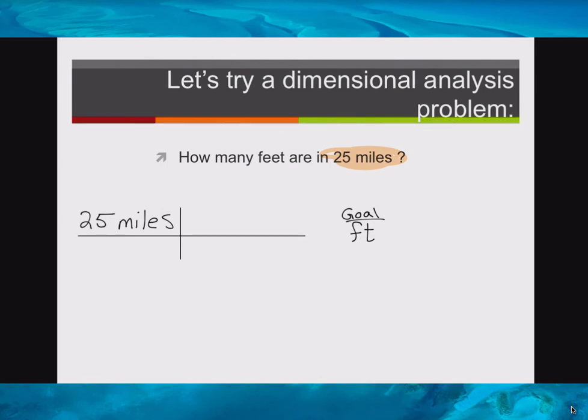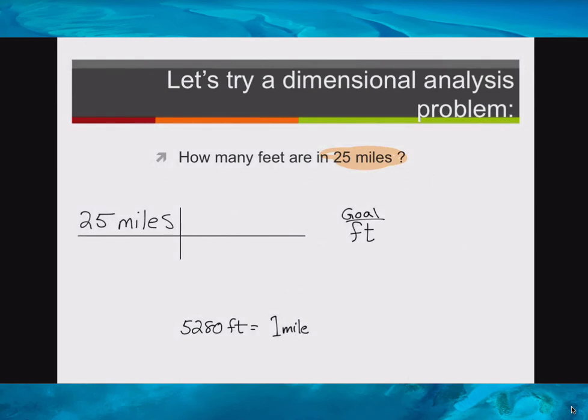So I go to my conversion sheet, my blue sheet, and I ask, is there any conversion that's already made for me between miles and feet? Yes, there is. Emma, could you say it? 5,280 feet. Okay, 5,280 feet equals 1 mile. That is the conversion.